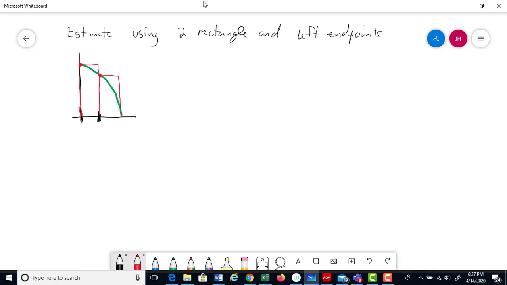So when I want to estimate this, we're going to find the area of these two rectangles. What we have here is really three lines, right? This is going to be x equals 0, this is x equals 1, and this is x equal to 2. But if I'm using left endpoints, I'm just going to use 0 first and then 1 next. So let's determine the width of each one of these rectangles.